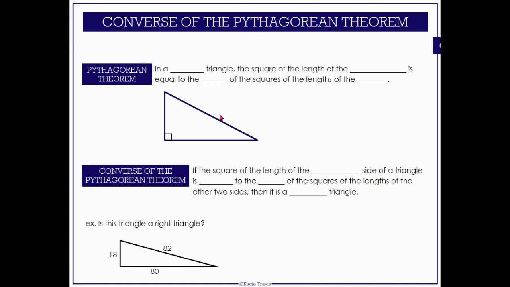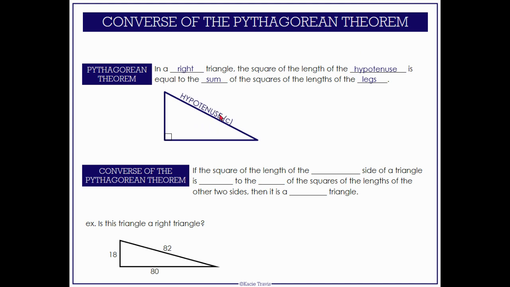Okay. So, Pythagorean theorem says that in a right triangle, the square of the length of the hypotenuse is equal to the sum of the squares of the legs. Now, if you don't remember the different parts, let's just get a quick reminder. The hypotenuse is the side that does not touch your right angle.